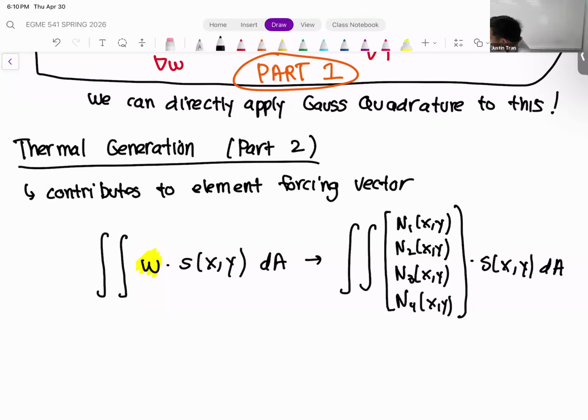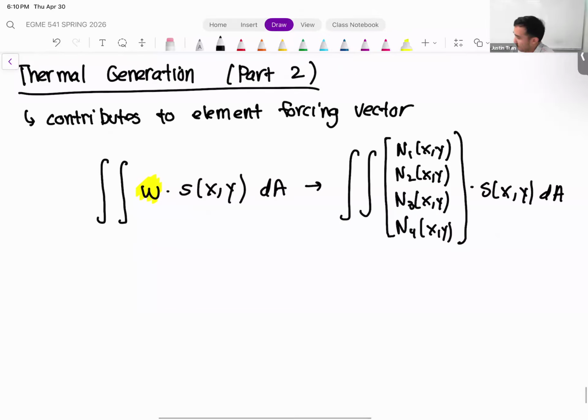All right, so this result here makes sense because for every element, this is contributing to our element forcing vector. And so there should be 4 entries in this vector for us to contribute, right? Each entry in that vector corresponds to each of the different shape functions. But this is not something that we can use right now, because this integral is technically still in the physical space. And so we also want to convert this integral to the isoparametric space so we can perform Gauss quadrature.